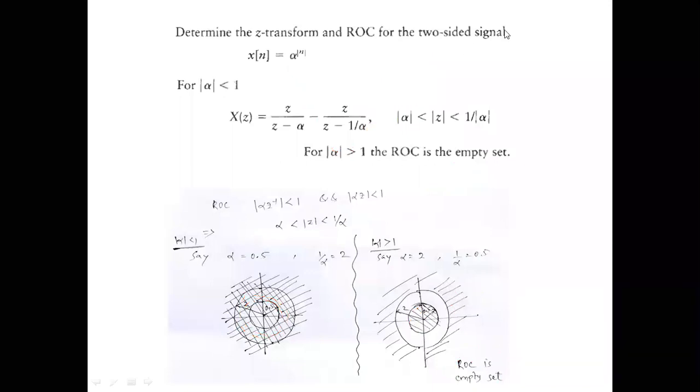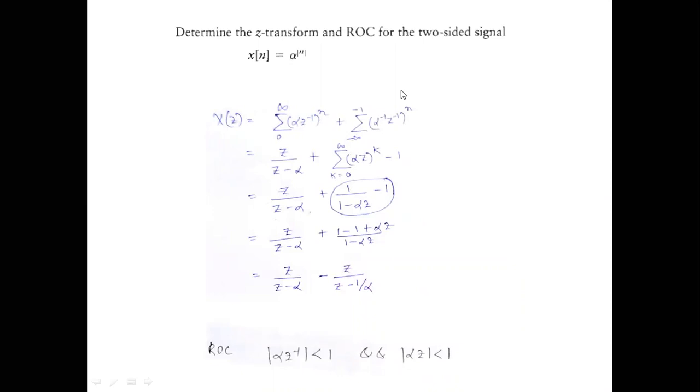So what sort of signal was this, by the way? x of n equals alpha to the power magnitude n. This is a both sided signal. This signal exists on the right side also and the left side also. So this goes to show that only for magnitude alpha less than 1, for example, there exists the ROC. For magnitude alpha greater than 1, there does not exist the ROC at all. This is a very interesting problem with certain inference. It indicates the mysterious way in which the z transform works. There was this alpha; if it was less than 1, it would have been stable, greater than 1, it would have been unstable.